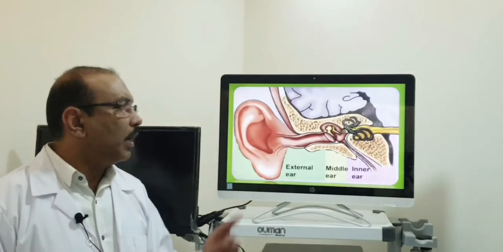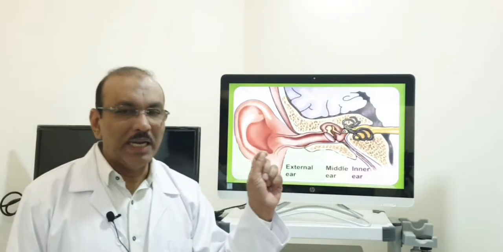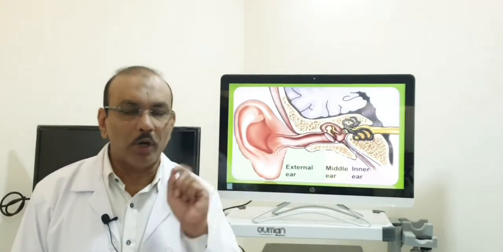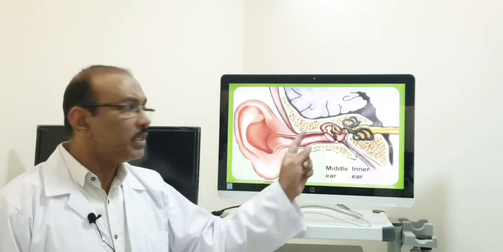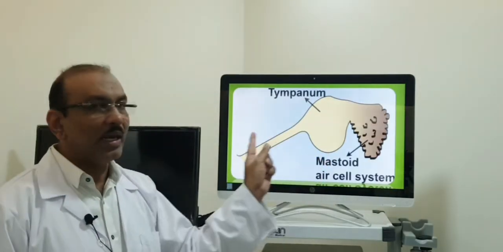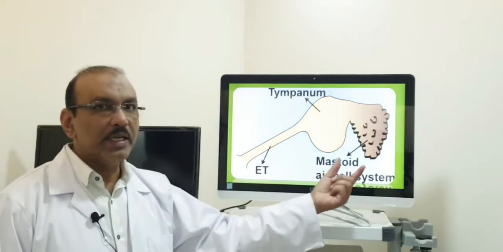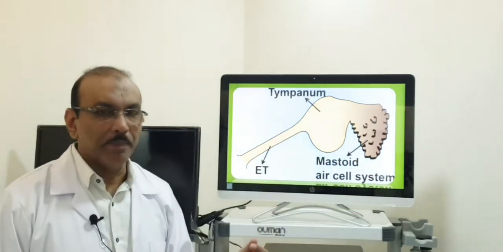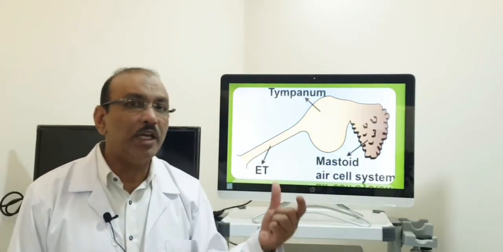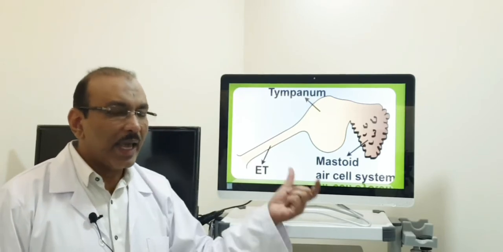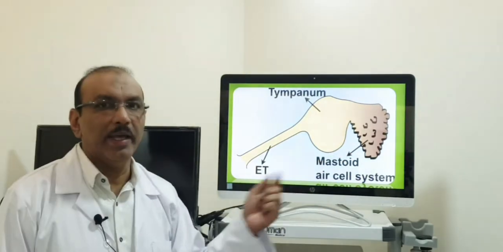Now, the air capacity of the middle ear is just 1 cc approximately. So, just behind this middle ear, like how you see in this picture, there is an air cell system which stores approximately 5 to 8 cc of air. That air cell system is called the mastoid air cells.